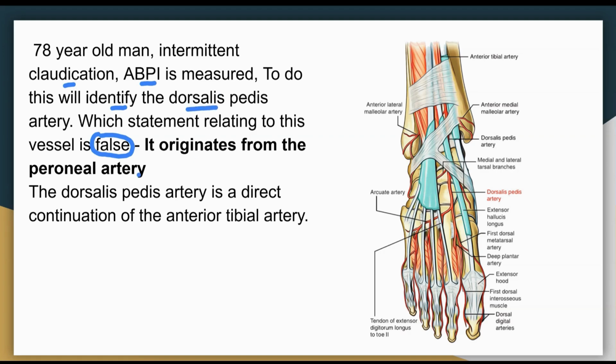We know that it originating from the peroneal artery will be a false statement, because we know that the dorsalis pedis artery originates from the anterior tibial artery. Before the ankle, the anterior tibial artery is present in the anterior compartment, and as it crosses the ankle joint, it becomes the dorsalis pedis artery. It has extensor hallucis longus as a medial relationship and extensor digitorum longus as the lateral relationship.